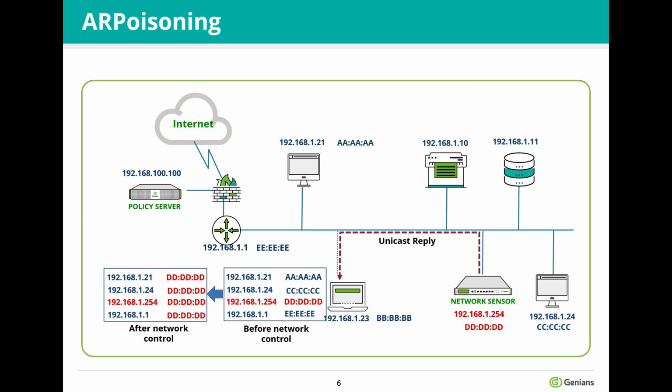If we look at the ARP table on the 1.23 PC with the BB MAC address, it is normal: each IP address matches its own MAC. If the 1.23 PC is blocked, you can see that all MAC addresses in the ARP table are changed to the network sensor's MAC address.